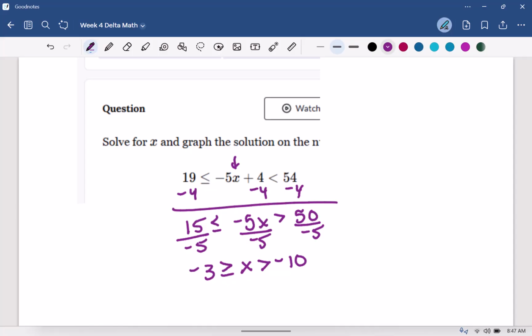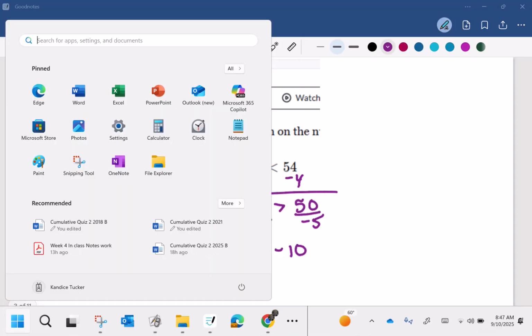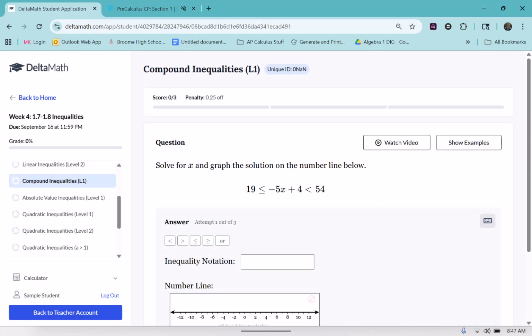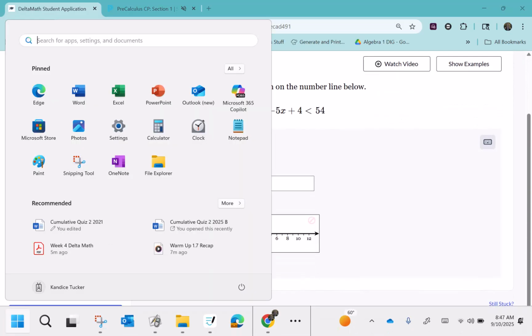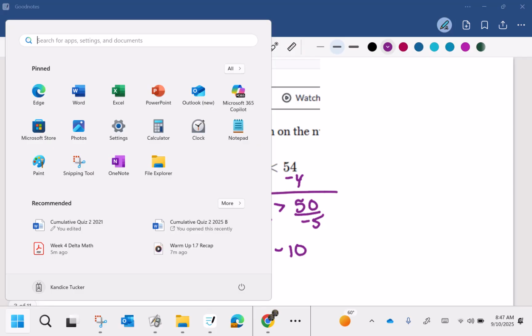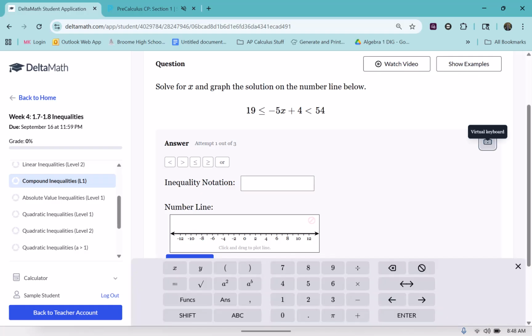Now I'm actually going to click on this one. This is Compound Inequalities Level 1 to show you how to put that in. You are going to want to put your smaller number first. So let me see if I can get these. -10 and then -3. Okay, so you would do -10 is less than x is less than or equal to -3. You just flip it around and put the smaller number first, and then you just tap this guy.